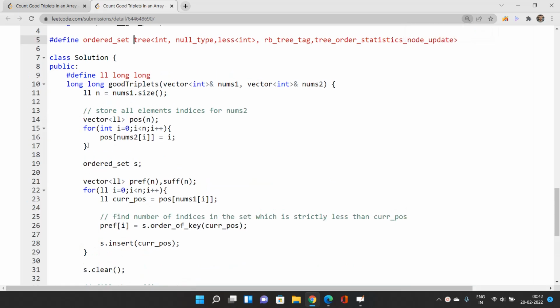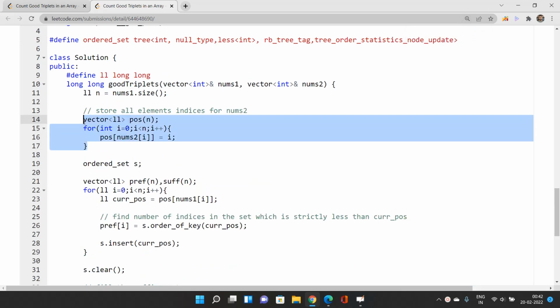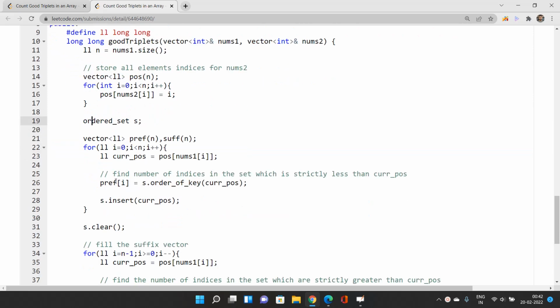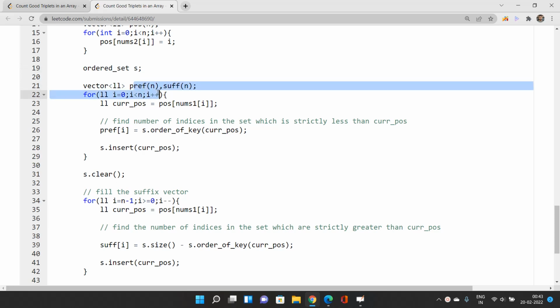So first, as I've already said, we will map all the numbers with their indices for the array 2, that is nums of 2. We will take the ordered set and we will try to fill up the prefix and suffix separately. So this for loop will be the prefix. We will first find out the current position of the current value, which is nums1 of I, and position will give you the position of nums1 of I in the nums2 array.